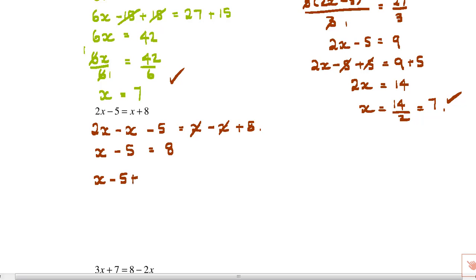X minus 5, add 5 to both sides. The 5's disappear on the left hand side, and we have x is equal to 13.